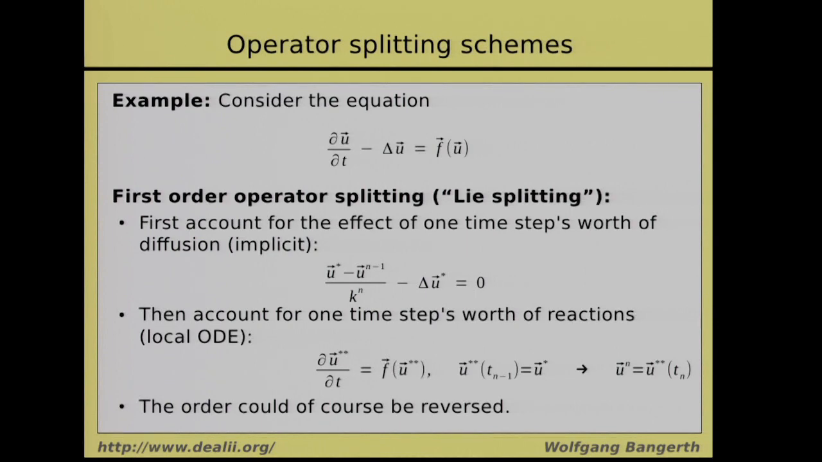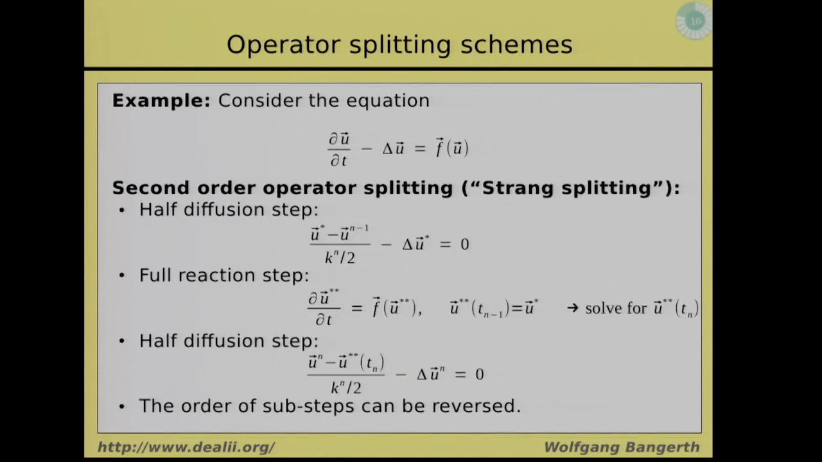Like I said, the error here is proportional to the time step k_n, the error that comes from the splitting approach. If you use Strang splitting, you can get this error down to k squared, the square of the time step, and the Strang splitting looks like this. So I'm going to first do a half diffusion step, for 1/2 of the time step, and then I'm going to solve a full time step of the reaction.